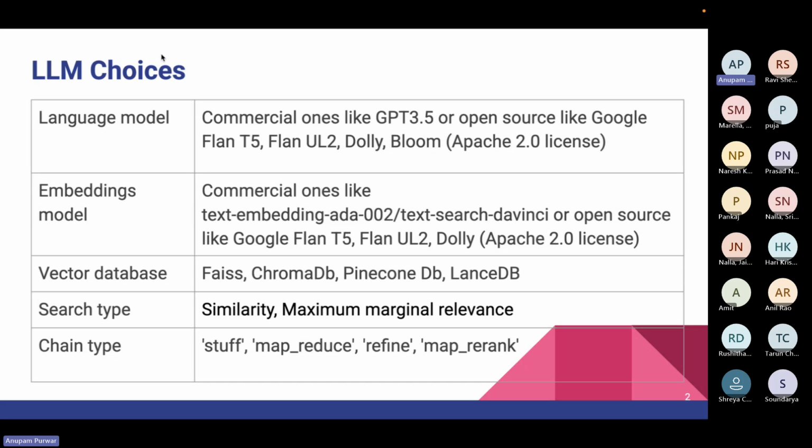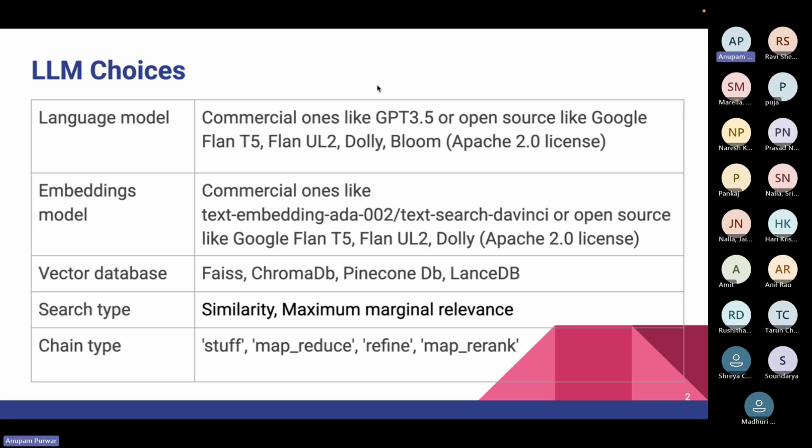For the RAG framework, the first component is the language model itself. You can use commercial ones or open source language models. Then comes the second thing, which is the embeddings model. Remember, in the first and second class, we were discussing converting words or sentences into vectors. The embeddings model does the same job. It converts the text into a vector representation.